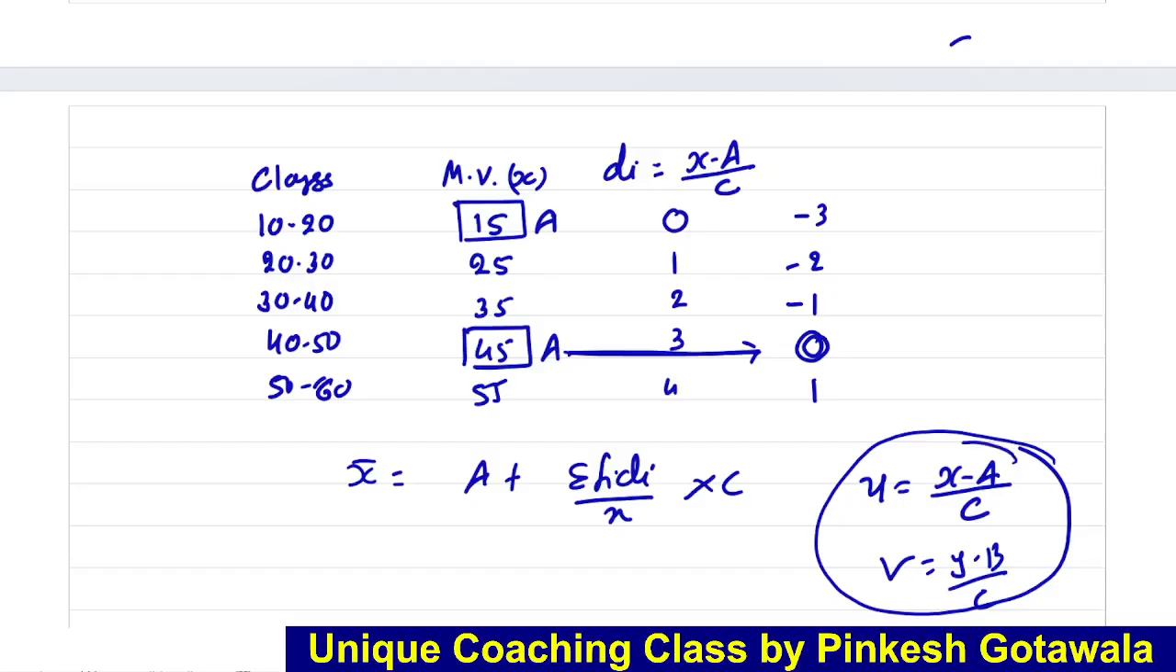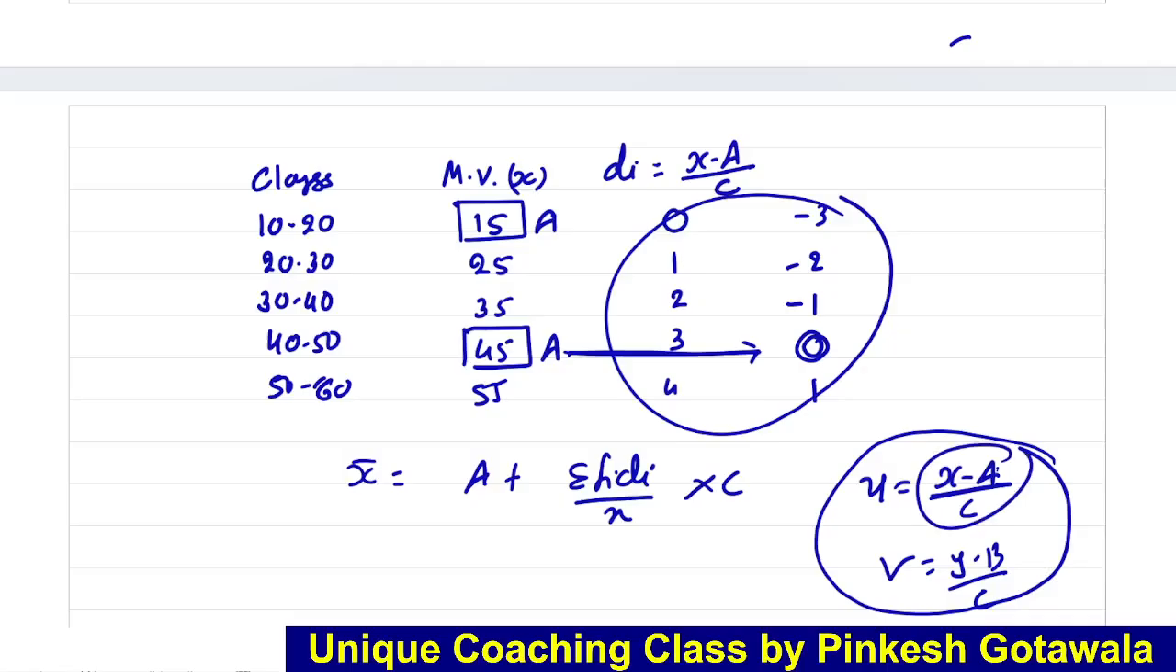So as I told you, you have to apply this formula, x minus a divided by c. If you use this c, then you can write it this way. If c is there, you can write in this form. Otherwise you have to calculate: you have to find x minus a using the calculator. But always use this way, so calculation becomes easy, especially for this grouped data.